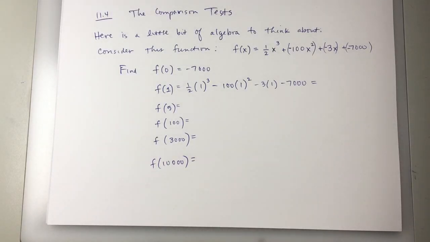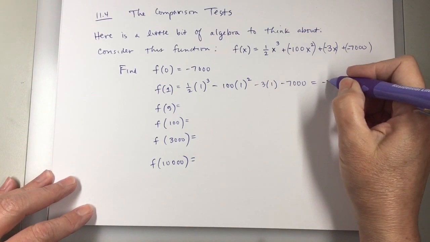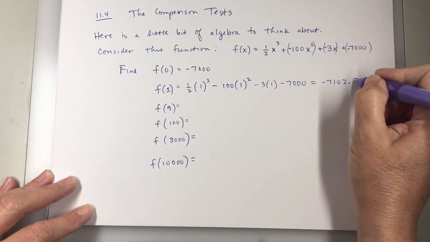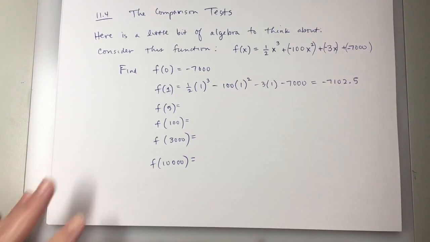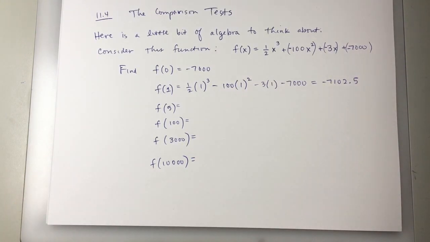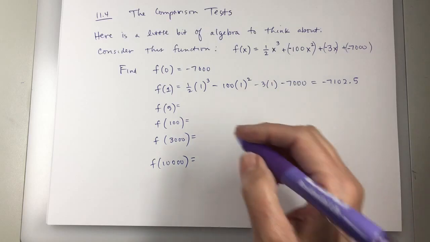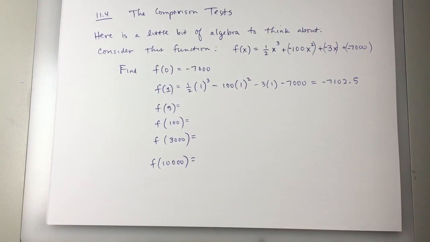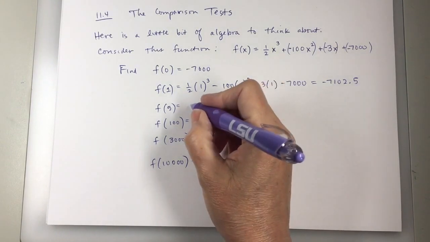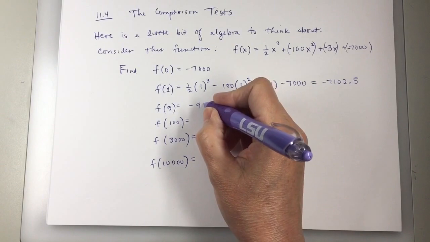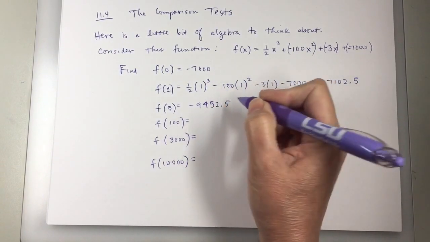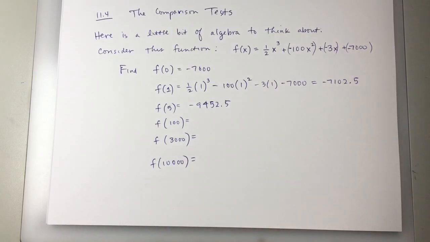Negative 7,102.5. Those of you who plugged in negative 1, is that right? Okay. How about f of 5? Say it louder. Negative 9,452.5.